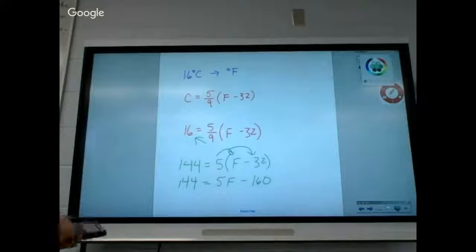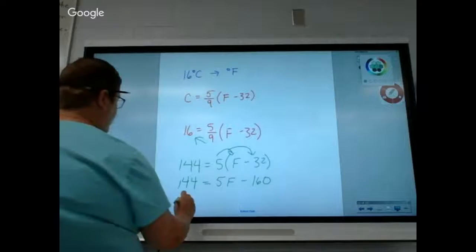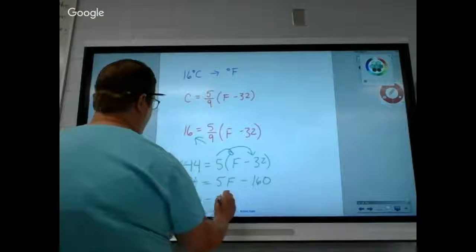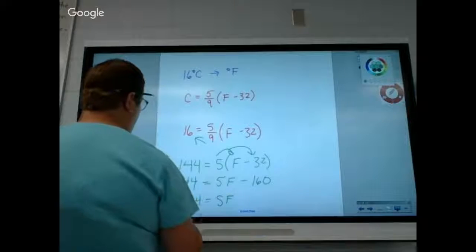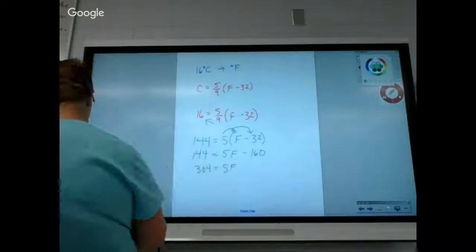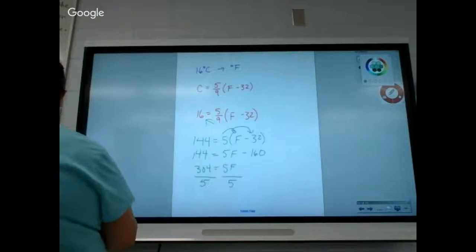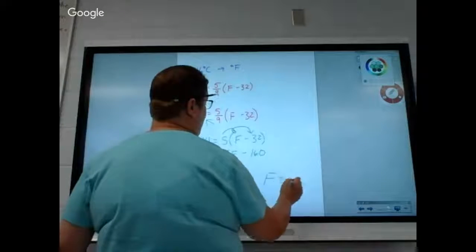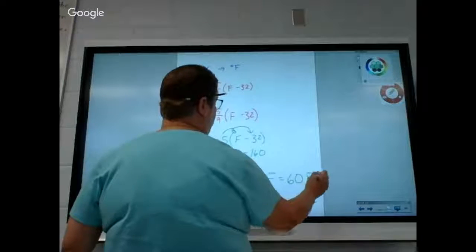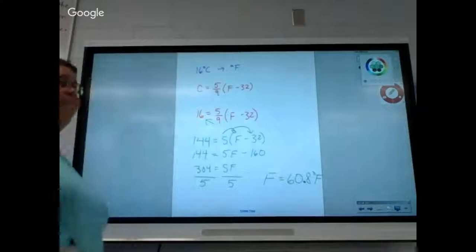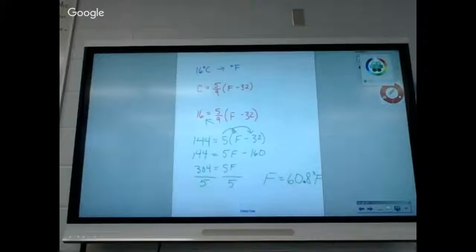I did. All right, so now what do I have to do to get F by itself? Add 160. 144 plus 160, so we get 304 equals 5F. And then what am I going to do to get F by itself? Divide by 5. So F is 60.8 degrees Fahrenheit. I put 60.7. That's fine. It's close enough. Everybody okay with that?